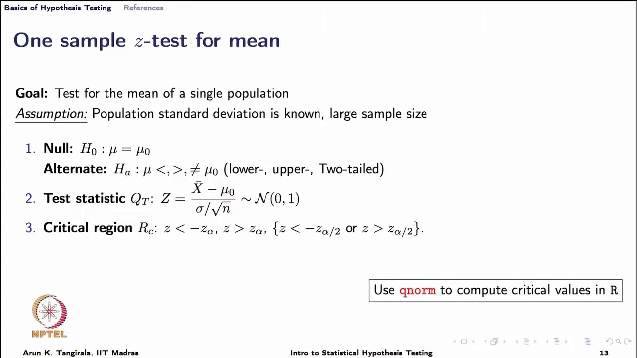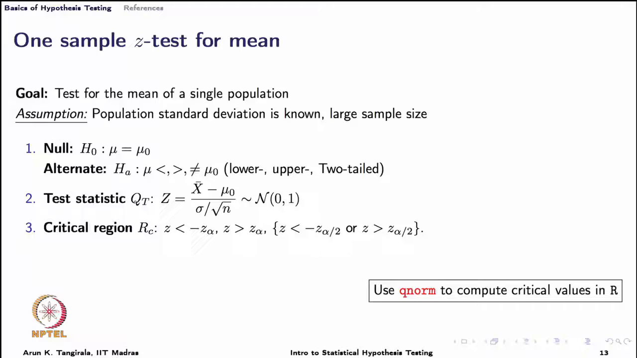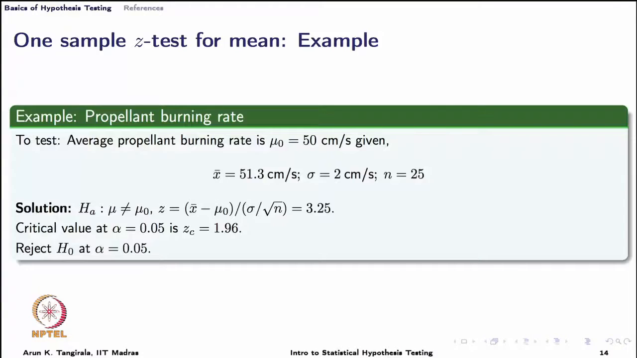So, the goal is to test for the mean of a single population under the assumptions that we have just stated, and the null is that mu is equal to mu naught. Alternate could be any one of this triplet, and the test statistic, if you use sample mean, is your standardized sample mean, and of course, sigma is known, which follows a standard Gaussian distribution, and then the critical region depends on the nature of the alternate hypothesis and the specification of alpha. And as I have shown, you can use qnorm to compute critical values in R.